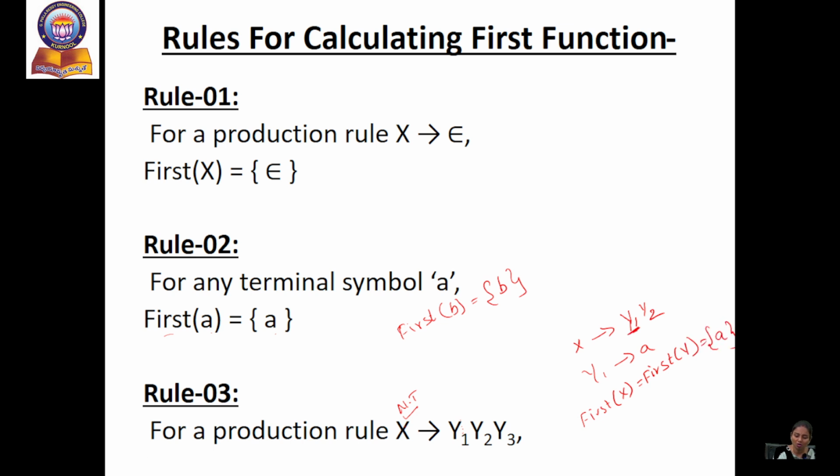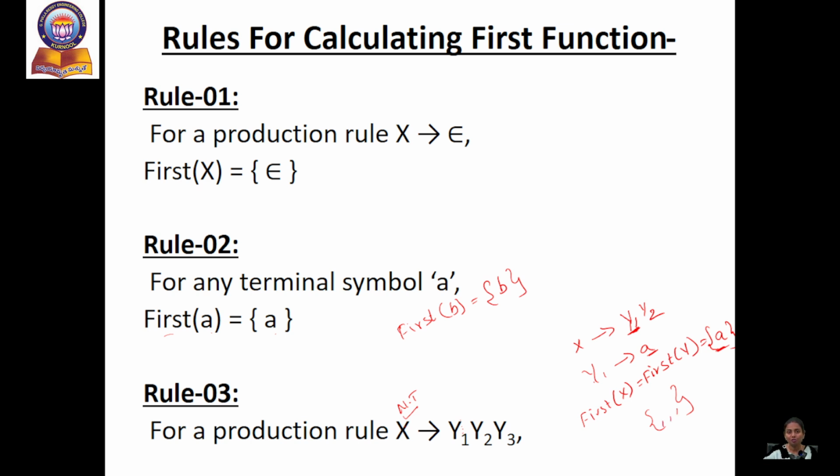Why? Because Y1 is a non-terminal, so we have to move to that non-terminal, and see what it derives, which starts with some character. That character should be considered here. So always, in the first function, only terminals and epsilon are allowed. No non-terminals are allowed in the first functions; you have to remember that. The first function of that particular non-terminal should be enclosed within flower braces, separated with commas.